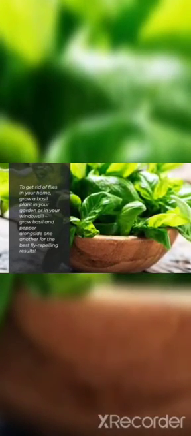2. Basil. Basil, a culinary herb, is most commonly used in Italian cuisines. Its aroma, though delicious to us humans, can repulse flies. To get rid of flies in your home, grow a basil plant in your garden or in your windowsill. Grow basil and pepper alongside one another for the best fly-repelling results.